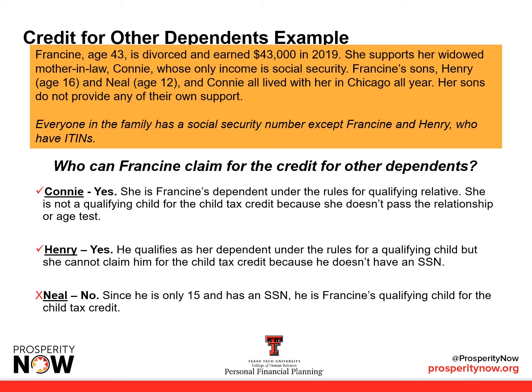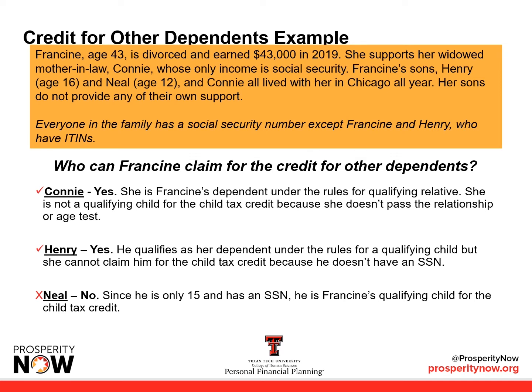Here's an example. Francine, age 43, is divorced and earned $43,000 in 2019. She supports her widowed mother-in-law, Connie, whose only income is Social Security. Francine's sons, Henry and Neil, and Connie all lived with her in Chicago all year. Her sons do not provide any of their own support. Everyone in the family has a Social Security number, except Francine and Henry, who have ITINs. Now, who can Francine claim for the credit for other dependents?